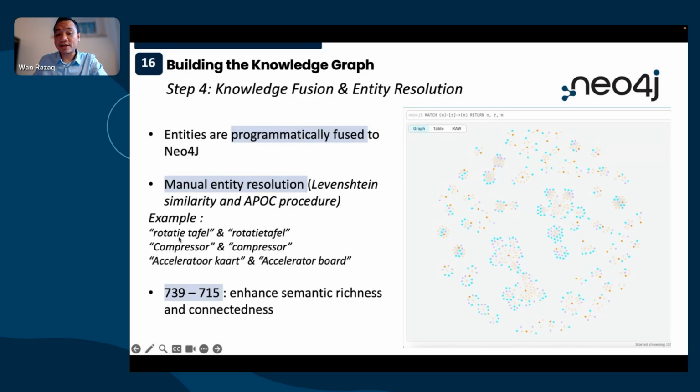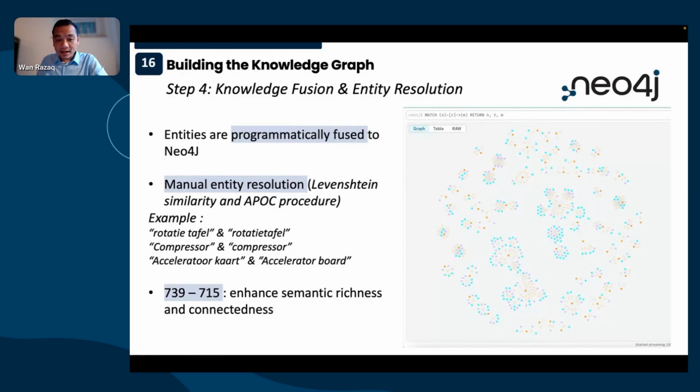So as you can see, entities such as "rotatie tafel" and "rotatie tafel", just different in spacing, are actually the same entity, so I merge them. Entities such as "Compressor" with a capital and "compressor" without a capital, I also merge. "Accelerator cards" and "accelerator boards": the left is in Dutch and the right is in English, but it's actually the same, so I also merge that.